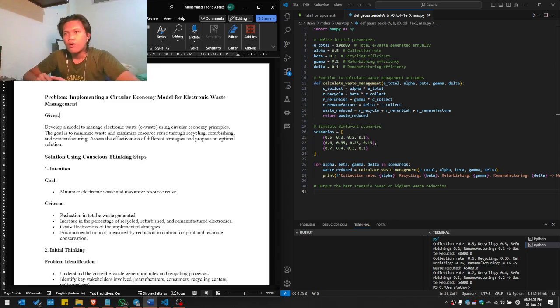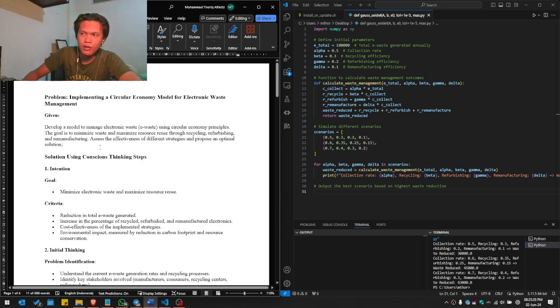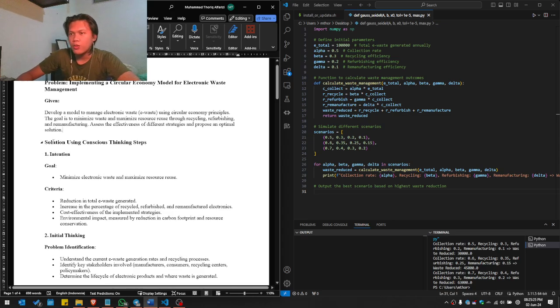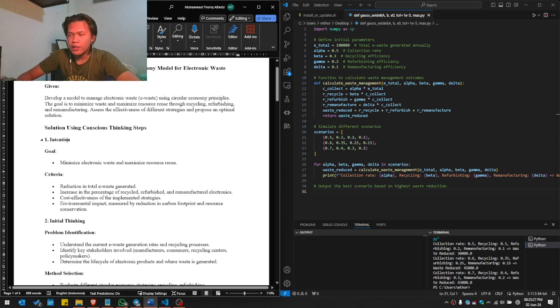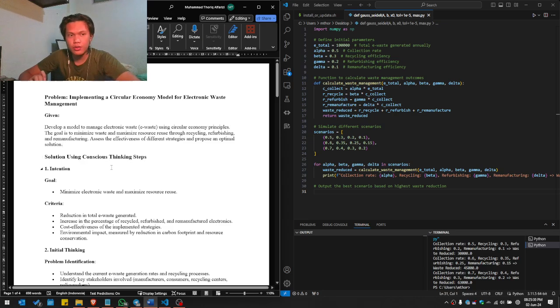And so, what are circular economy principles? The goal is to minimize waste and maximize resource use through reuse, recycling, refurbishing and remanufacturing. So we need to assess the effectiveness of different strategies and propose an optimal solution. So we have our solution here, and we first need to use, of course, again, the E5 method.